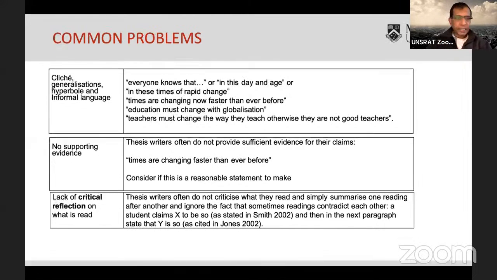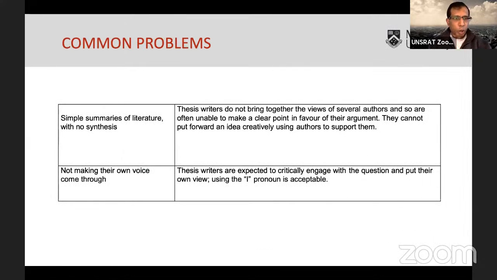And finally, this is the last slide on common problems. Simple summaries of literature with no synthesis. As I said, you need a synthesis. If there is no synthesis, it's like I have 5 findings, and therefore I have 5 statements, and therefore I have 5 points in my discussion. But what brings everything together? It is still part of one thesis. It is still part of one study. So you have to synthesize.